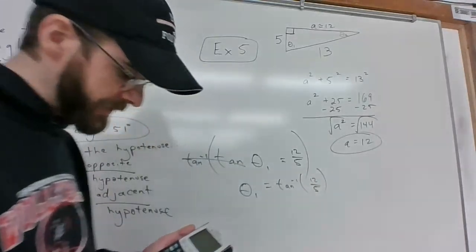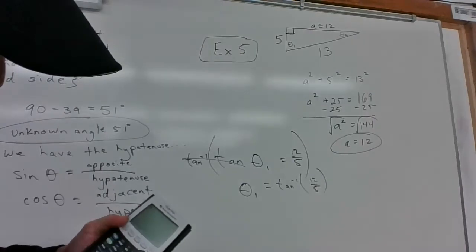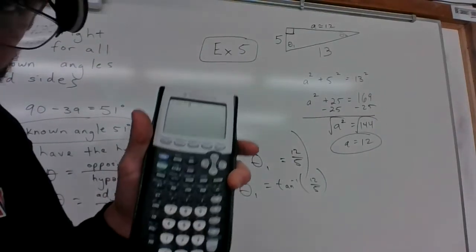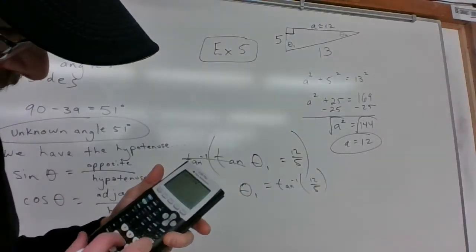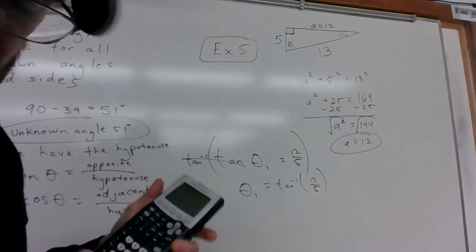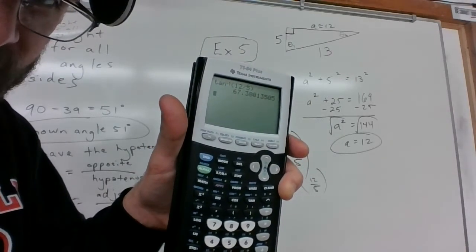So what you have to do is hit second, tan. That's how I access the tan inverse function here. And then I put 12 divided by 5 in there. Since I'm in degree mode, it's going to turn it into degrees for me, and I get 67.380 degrees.